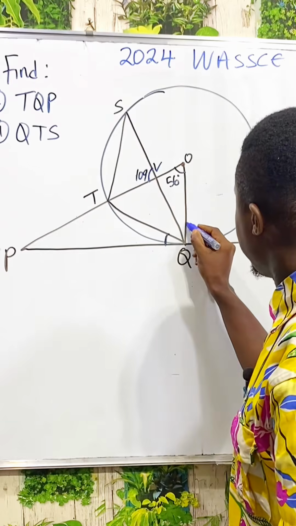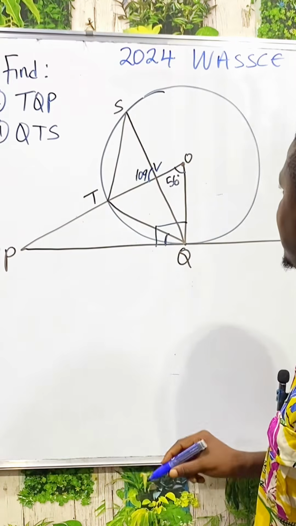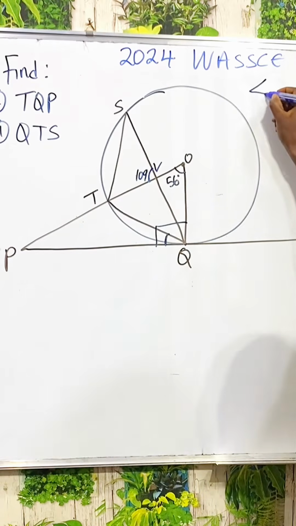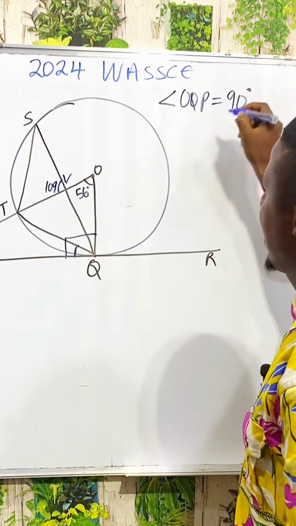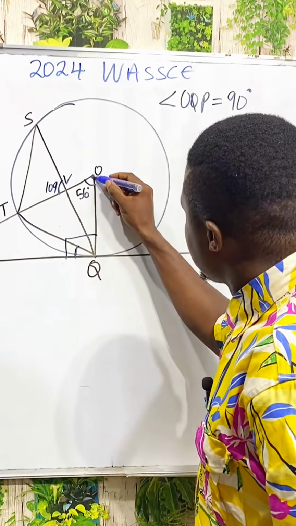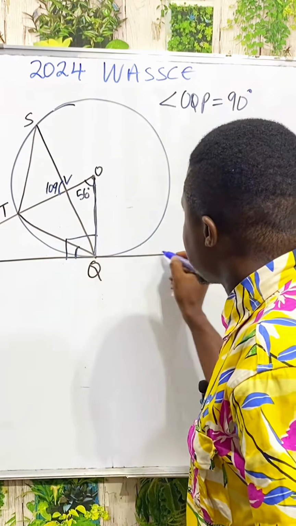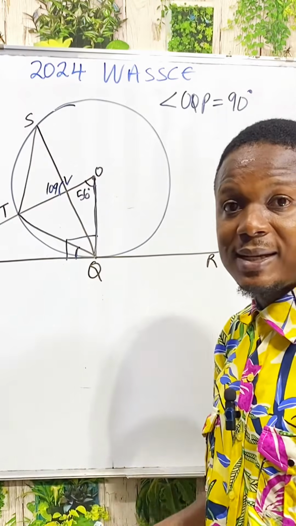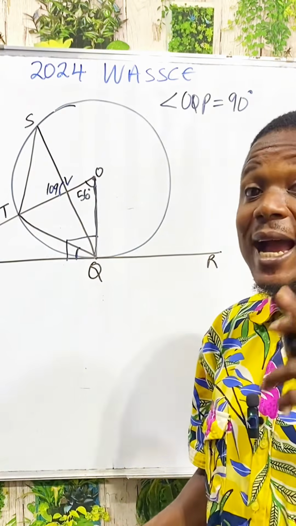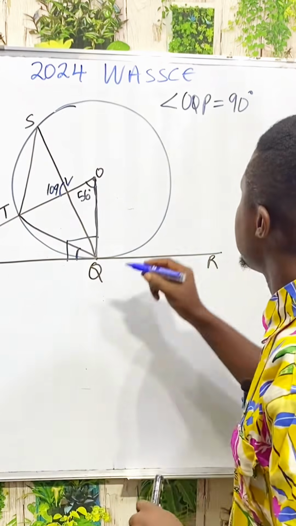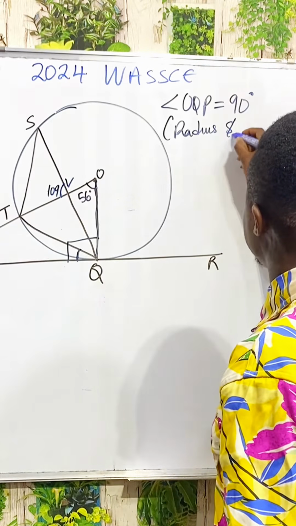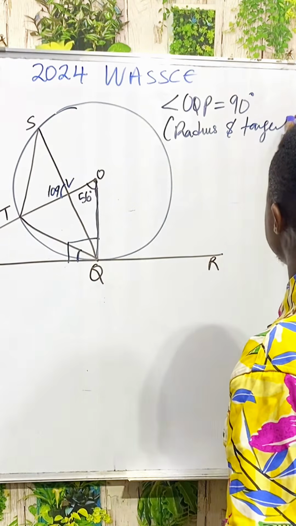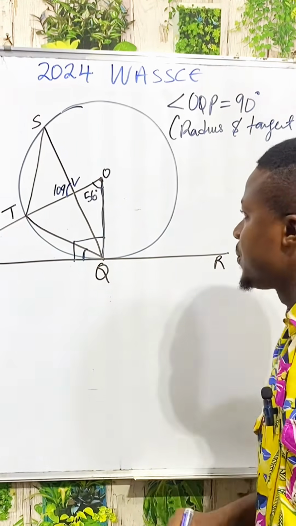But you know that the entire angle here is 90 degrees. So you can write that angle OQP is equal to 90 degrees. Why? This is a radius, and this line is a tangent. There is a theorem that says that the angle between a radius and a tangent is 90 degrees. Angle between a radius and tangent is always 90 degrees.